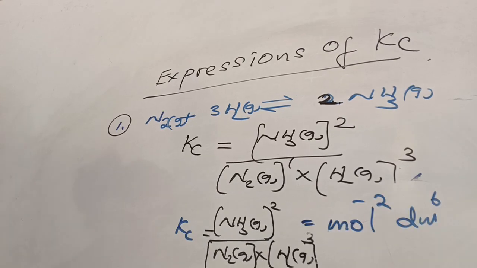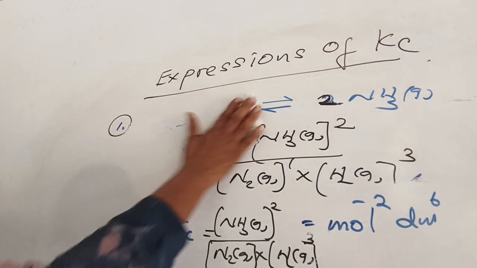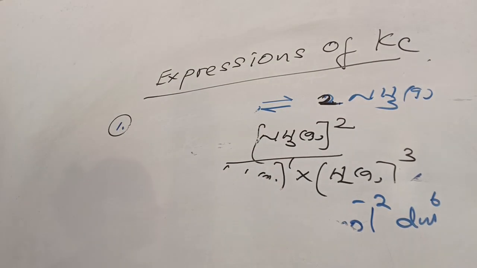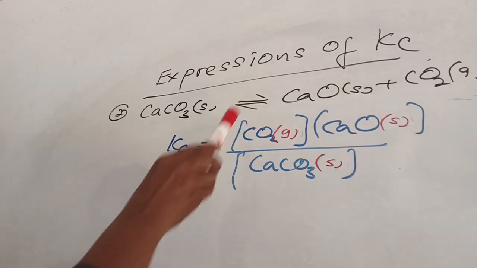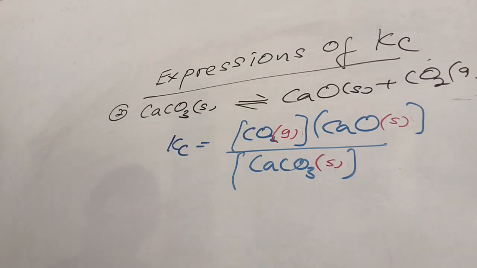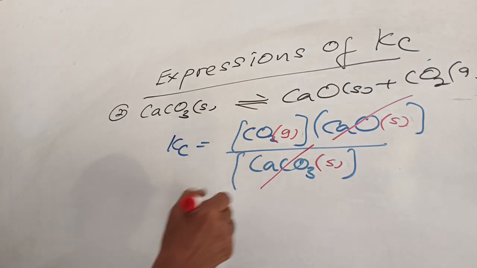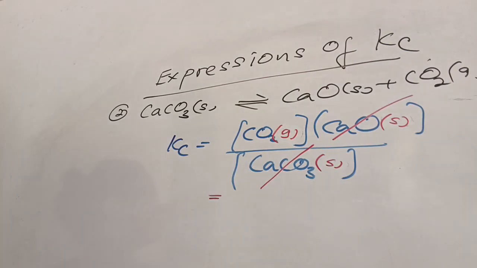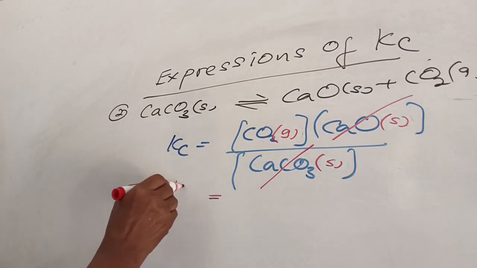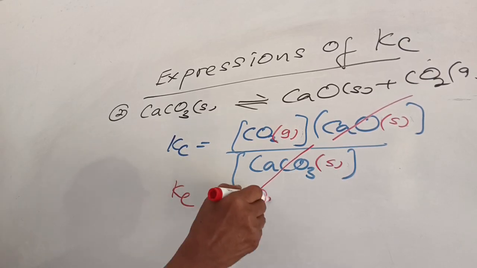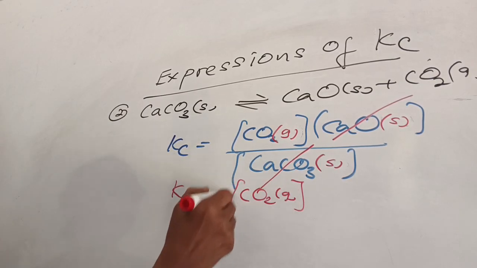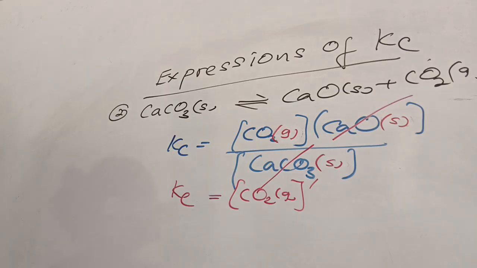We can move to example number 2, which involves a solid reactant: the thermal decomposition of calcium carbonate. Once you substitute the values, you can see very clearly that calcium oxide is a solid and calcium carbonate is also a solid, so we leave them out. Our final expression has only the carbon dioxide gas concentration to the power 1. That is the Kc expression for this heterogeneous reaction.